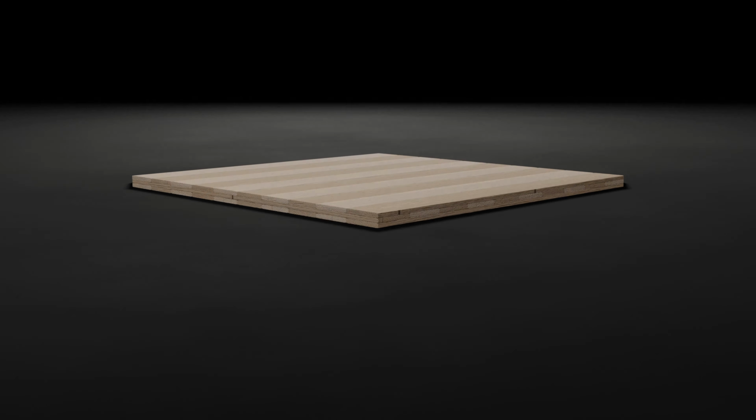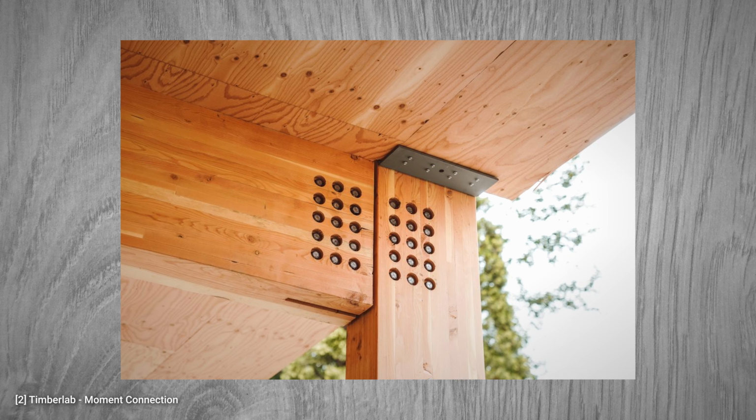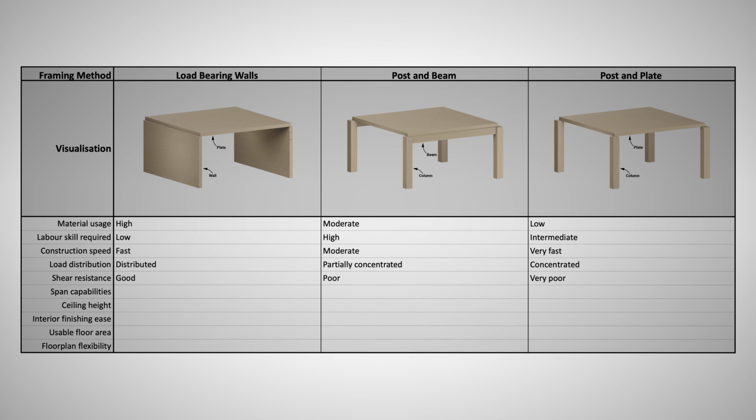Load-bearing walls, typically constructed with CLT, provide excellent shear resistance. In contrast, both post and beam and post and plate methods require additional measures such as bracing or moment-resistant connections to safely resist shear forces. Since these connections are easier to achieve with the post and beam method, it scores slightly higher in this criterion.